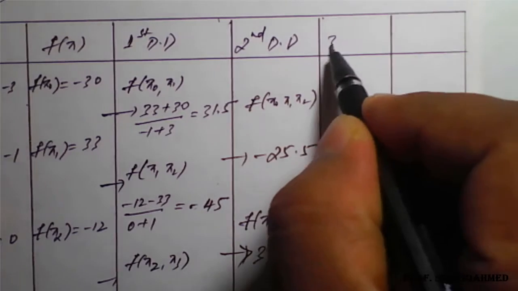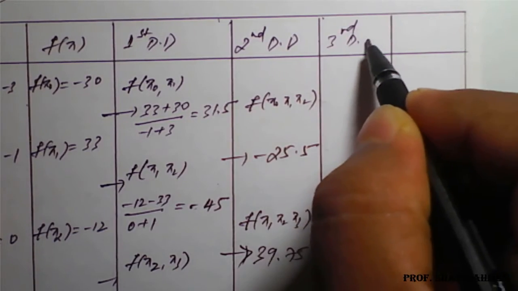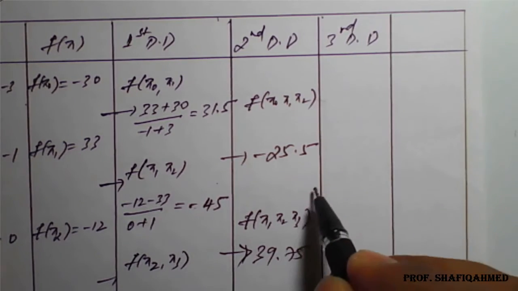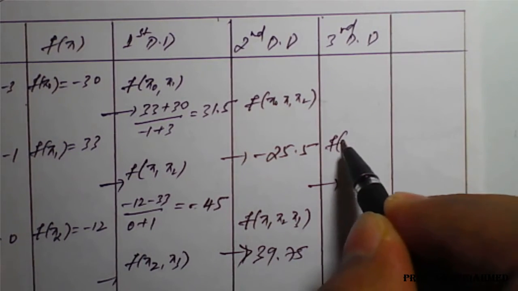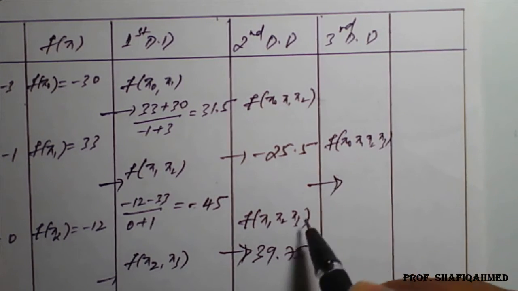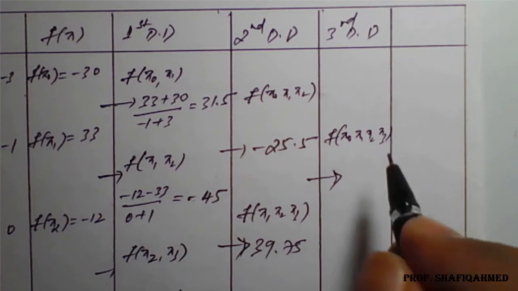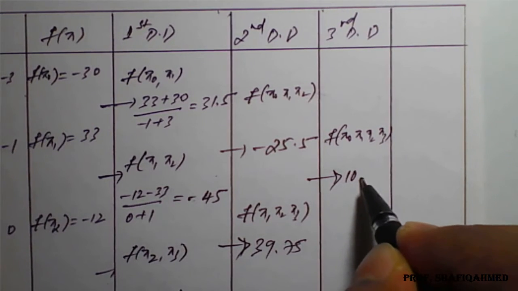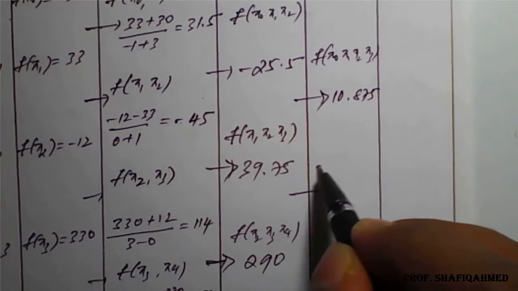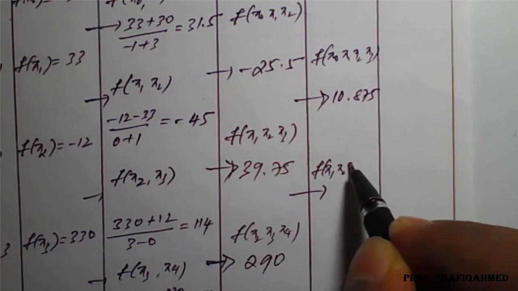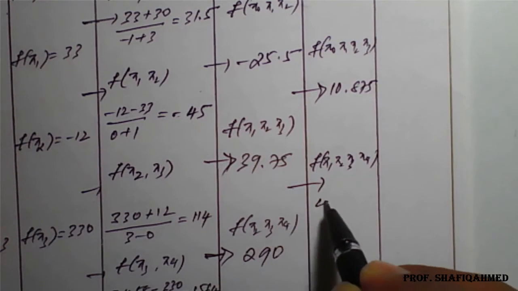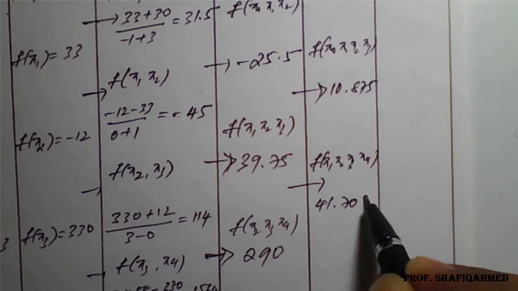Similarly, third divided difference. We are going to get the resultant of these two. So we are going to get the answer of x0, x1, x2, x3. So this calculation, the resultant will be 10.875, and this result on simplification will get f of x1, x2, x3 and x4, and from this we are going to get the answer as 41.7083.